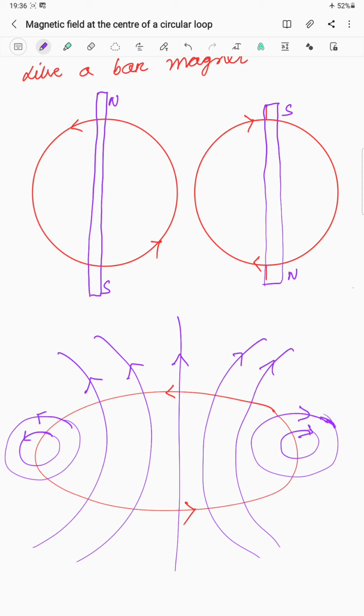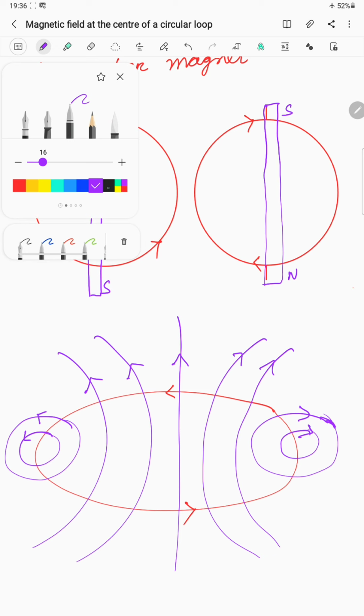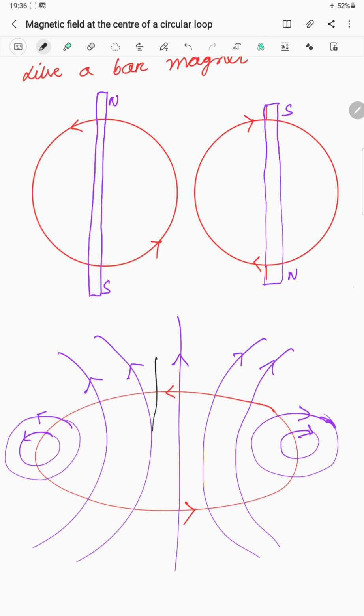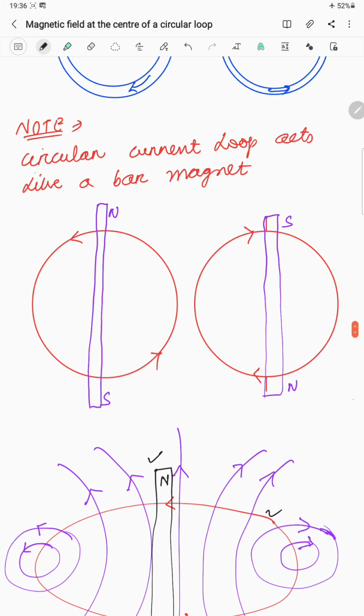And if you compare these field lines with a bar magnet, then it is quite obvious that the bar magnet will be something like this. This is the bar magnet, and this has to be the north pole and this has to be south pole. So the field lines of the bar magnet and the field lines due to the current carrying loop, both of them are same, for which we can say that a current carrying loop behaves like a bar magnet. Followed?